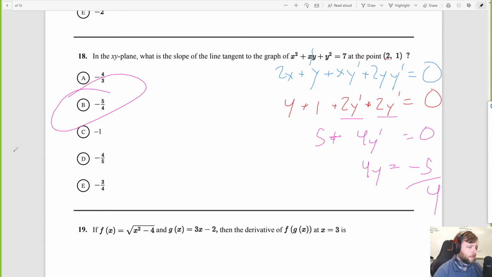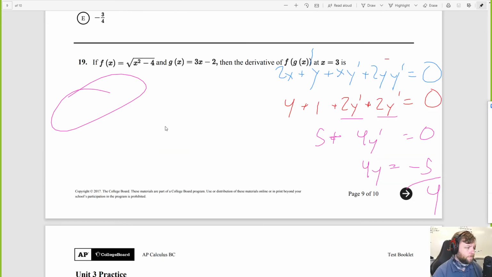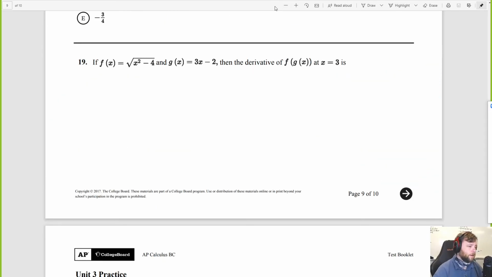All right, let's try the last one. Okay. Oh, it's just chain rule. Got it. We did a bunch of those yesterday. F is that and G is that. Derivative of this is what? Okay, 2 ways to approach this. You could plug the G of X in F here and then derive.